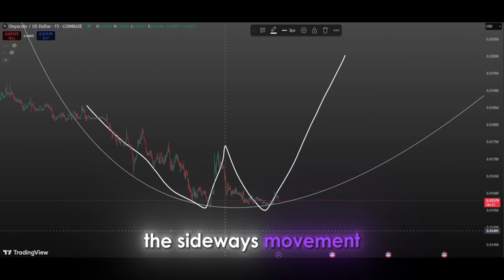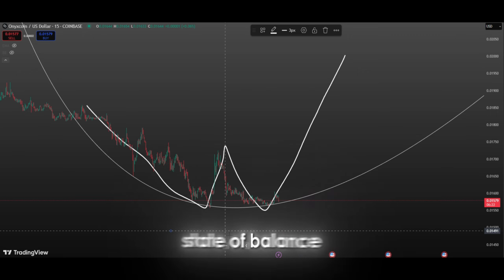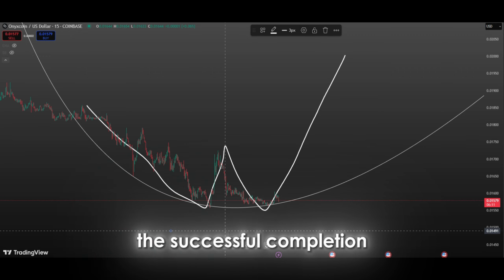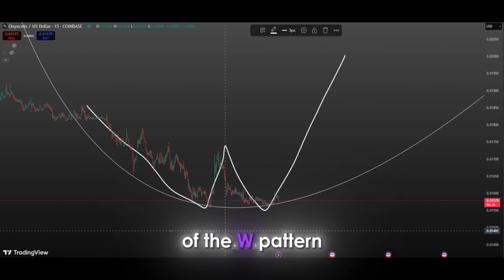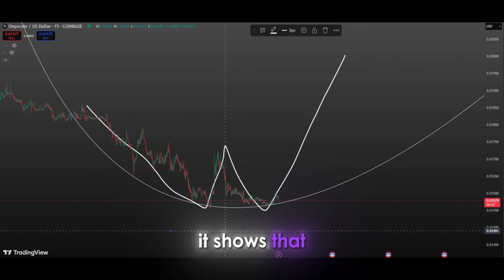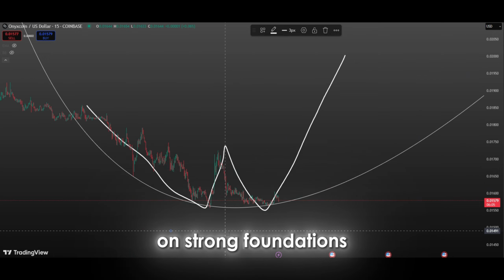The sideways movement forming at the second bottom also reflects a state of balance in the market. Neither buyers nor sellers dominate at this level, indicating that it is a critical decision point. If this balance tips in favor of the buyers and an upward move begins, it will activate the formation and technically confirm the successful completion of the W pattern. If this breakout is accompanied by a rise in volume, it shows that the upward movement is built on strong foundations and attracts new buyers into the market.